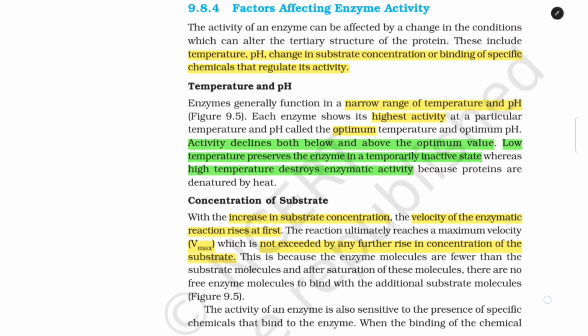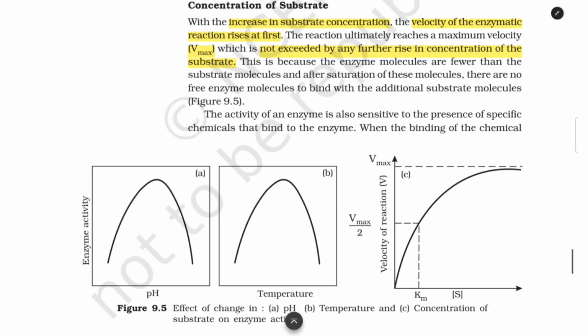Temperature and pH. Enzymes generally function in a narrow range of temperature and pH, figure 9.5. Each enzyme shows its highest activity at a particular temperature and pH called the optimum temperature and optimum pH. Activity declines both below and above the optimum value. Low temperature preserves the enzyme in a temporarily inactive state, whereas high temperature destroys enzymatic activity because the proteins are denatured by heat.